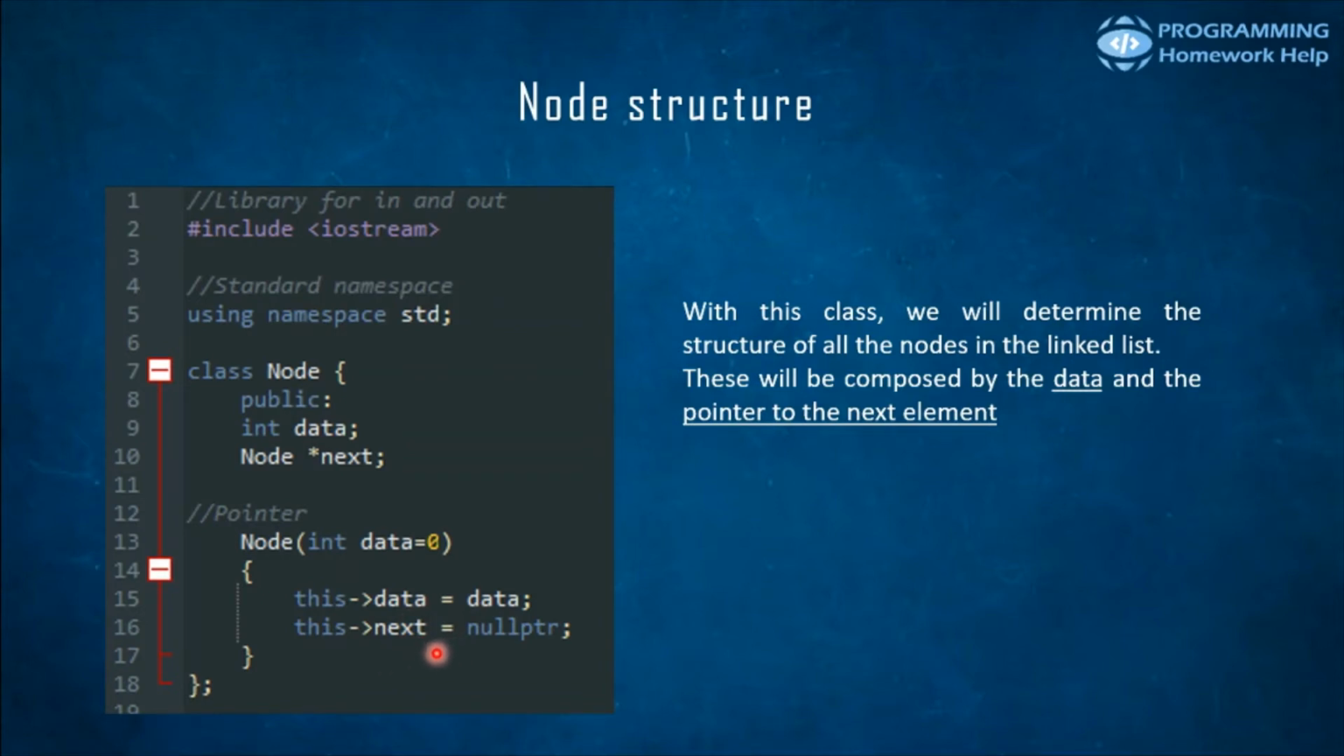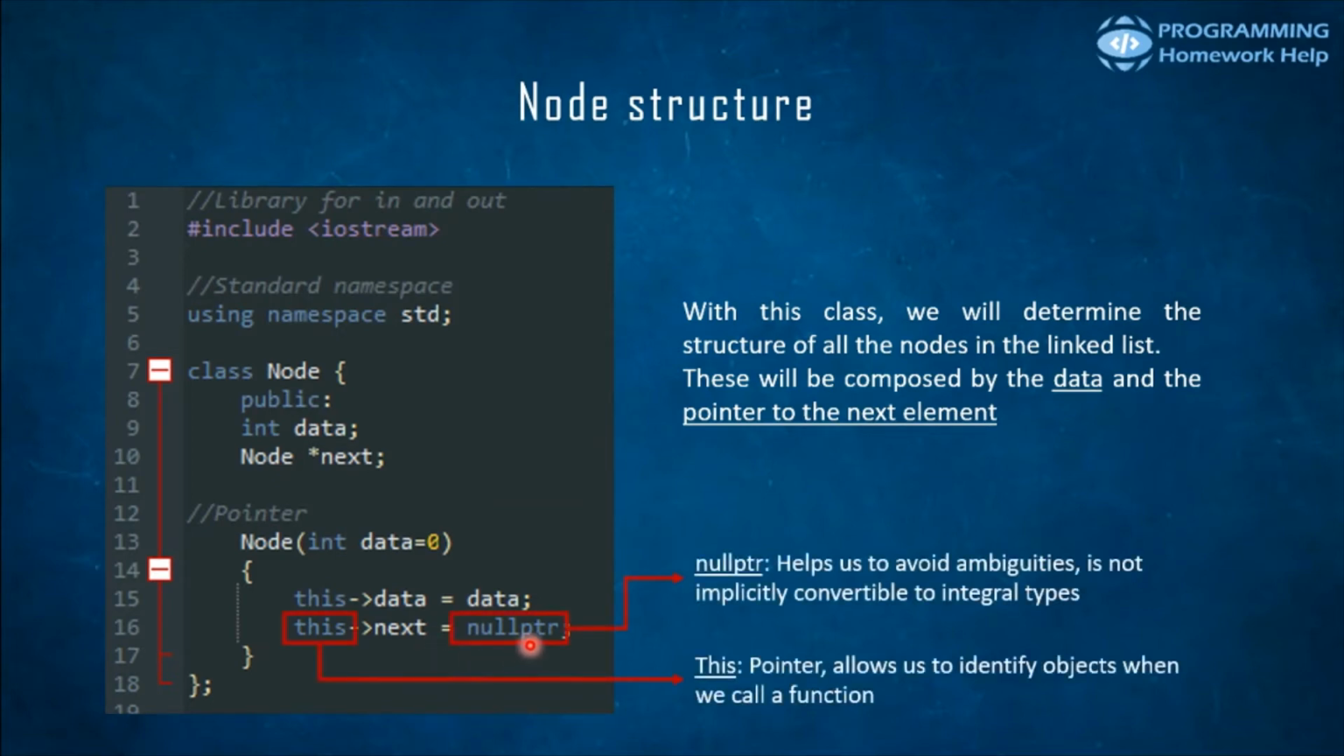There are also two interesting commands that we will use along the code. These are nullptr, that in comparison with the typical null value will help us to avoid ambiguities, and also the variable this that will allow us to identify specific objects when we call a function.